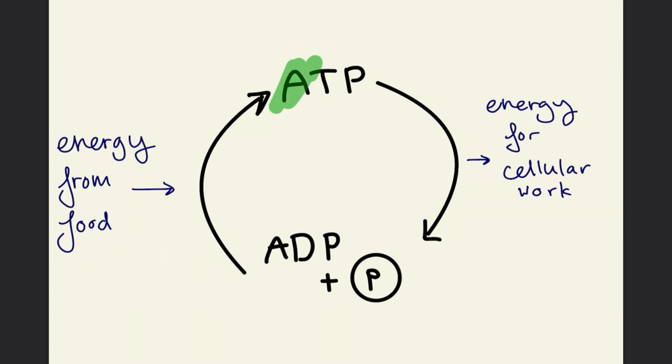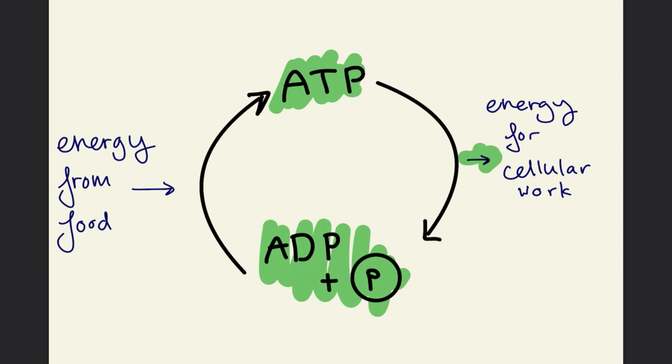So here you can see how we have ATP. It goes and releases a phosphate. This energy that is caused by the release of the phosphate, the breaking of the bond, is used for cellular work, and then it goes back into ATP via the energy from food.